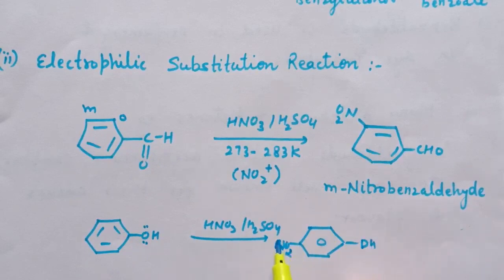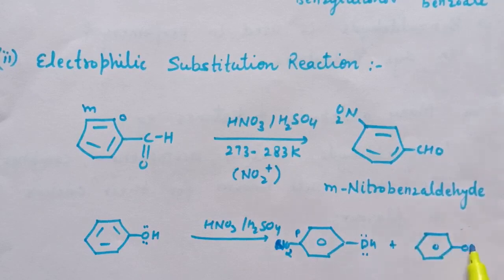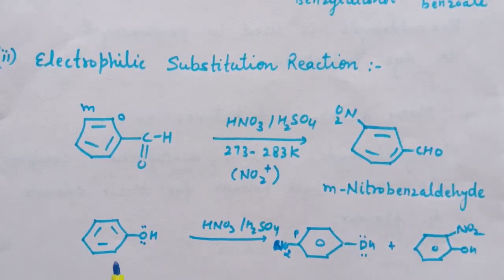NO2 will attach on this para position, and here also ortho product is formed. So whenever any strongly activating group is placed on benzene ring, it will substitute electrophile at ortho and para position, and whenever any deactivating group is placed on benzene ring, that will substitute product at meta position. So this is all about the reactions of aldehydes and ketones.